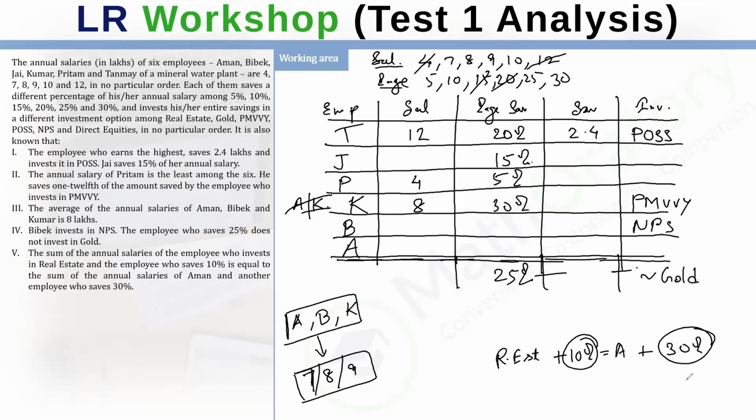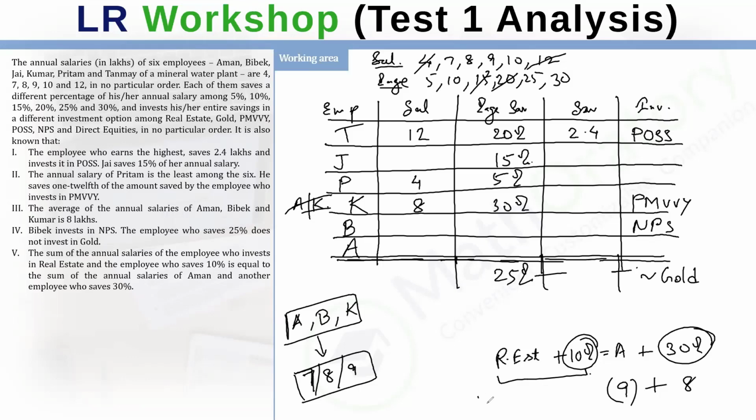So 30% is 8 plus Aman's. So Aman could be either 7 or 9. So if I take 8 plus 7, that is 15. So I need to get a 15 from here, right? 10% in real estate, nothing is known. So let me look at the numbers. So 15, can I form with anything here? Nothing is feasible. So it has to be 17. So Aman has to be 9. So 9 plus 8, I can take it as 10 plus 7, right? So one of these two has to be 10 and another has to be 7.